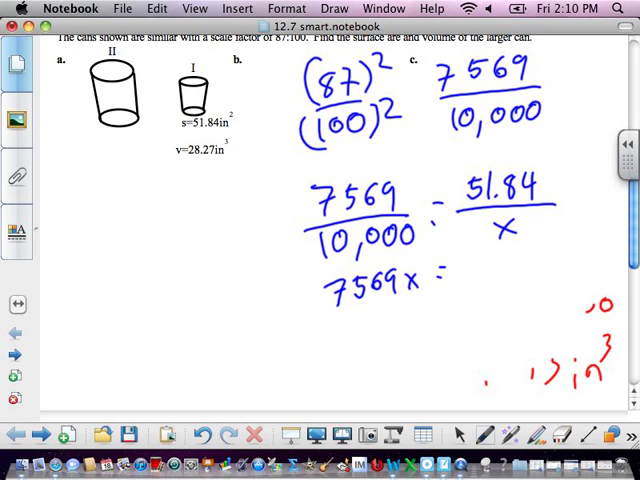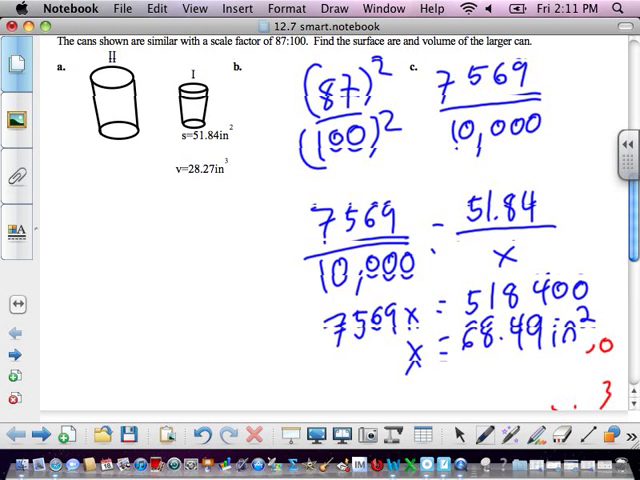10,000 times 51.84. We should just be able to move the decimal places over. We get 518,400. And then what do I do with that? Divide by 7,569. And I get that the surface area is 68.49. Let's round it to 2 decimal points, in inches squared.